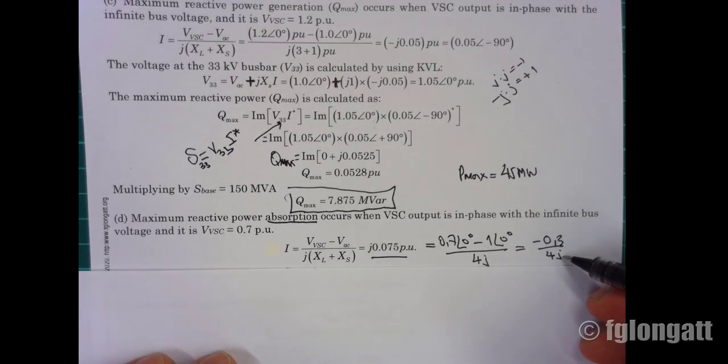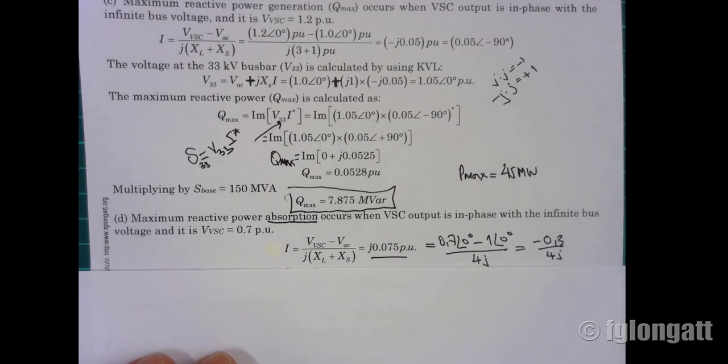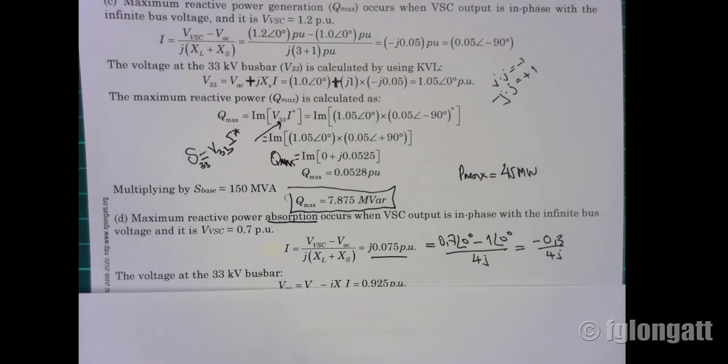You must understand that this j, when it moves to the top, is a minus j multiplied by minus. That is the reason for the positive sign over there.